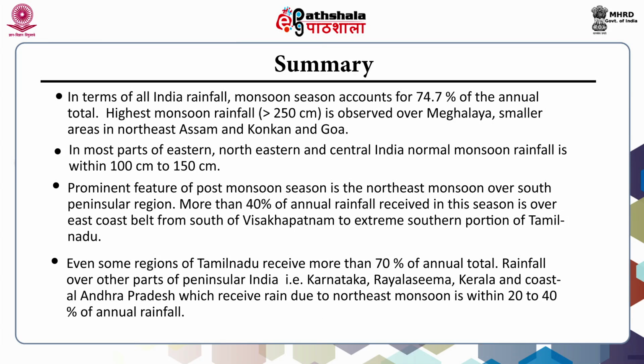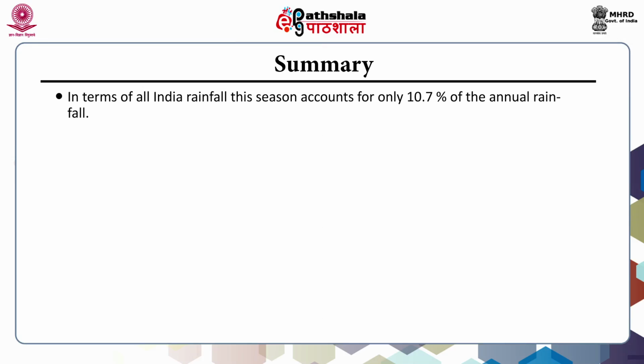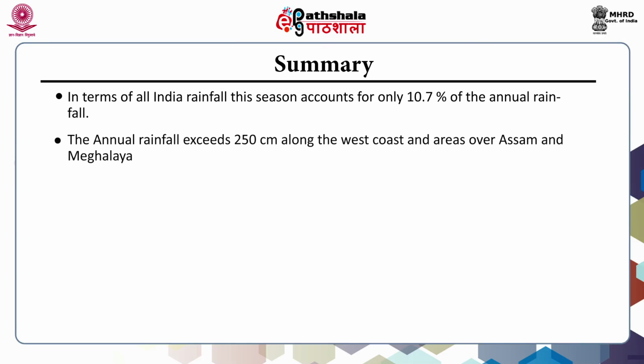Rainfall over other parts of peninsular India, that is Karnataka, Kerala and coastal Andhra Pradesh, which receive rain due to the northeast monsoon, is within 20 to 40% of annual rainfall. In terms of all India rainfall, this season accounts for only 10.7% of annual rainfall. The annual rainfall exceeds 250 centimeters along the west coast and the areas over Assam and Meghalaya.